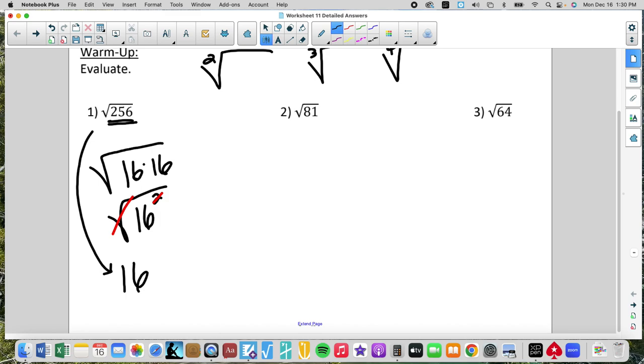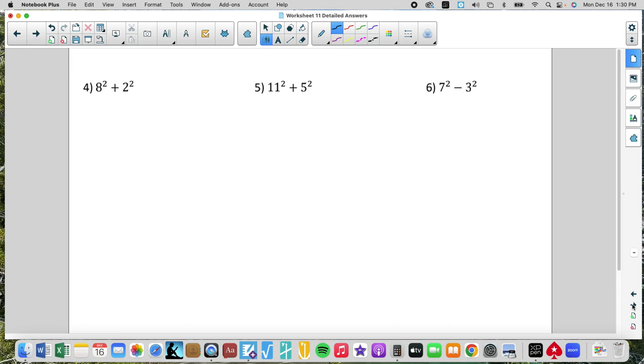Square root of 81, we memorize that. That is 9. Square root of 64, we memorize that. That is 8. You should pretty much know perfect squares up to 20. Outstanding students would know it up to 25. And then you'd also know your perfect cubes, probably up to 5. Outstanding students would know it up to 10. So there's your little warm-up. Here's your second part of your warm-up.